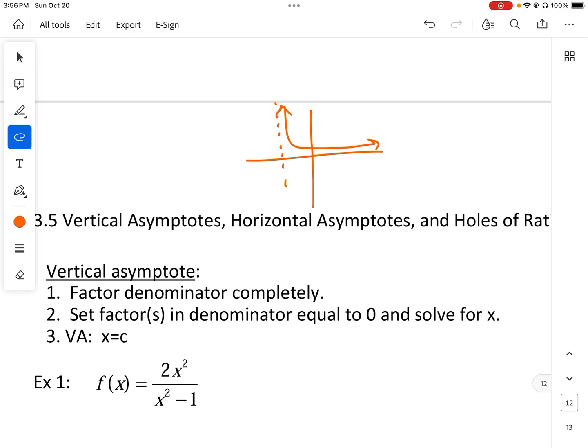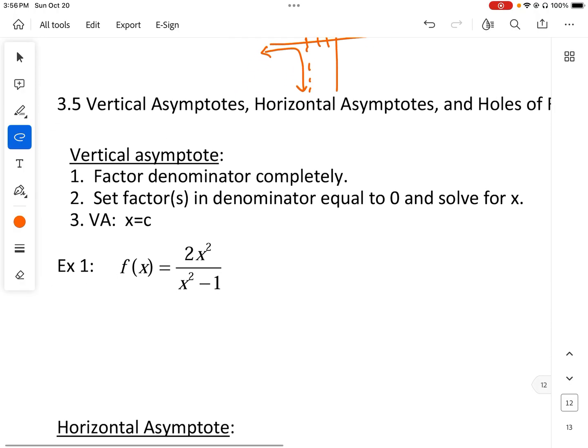And then there's a dotted line. That's your vertical asymptote. So it is a line. So let's say this is -3. So x equals -3 is our vertical asymptote. So you want to make sure you keep it as x equals that number. If there's more than one, then you'll write x equals -3, x equals whatever else it is.